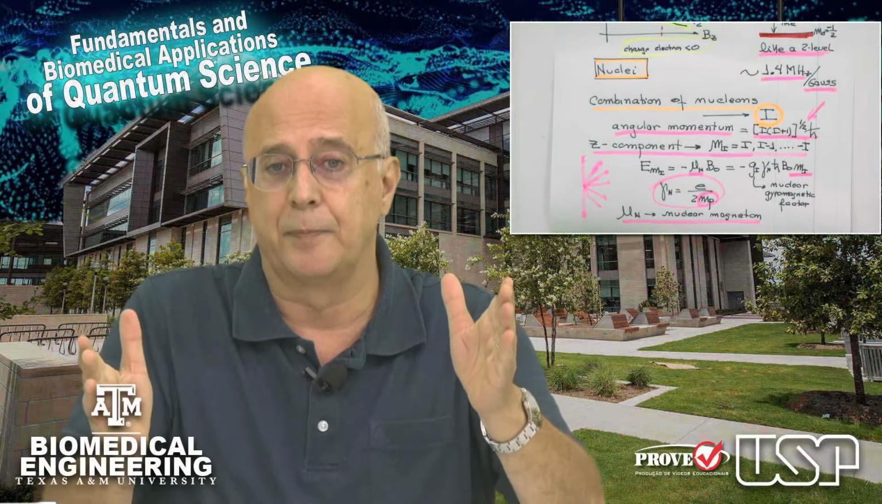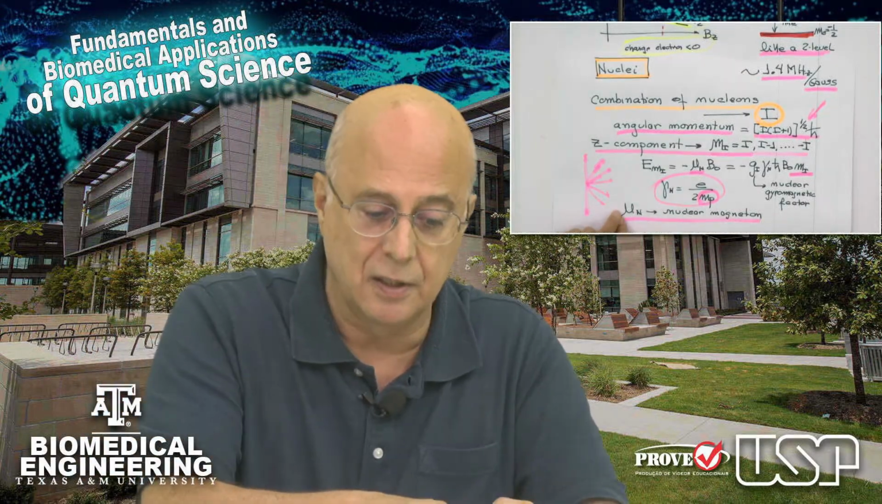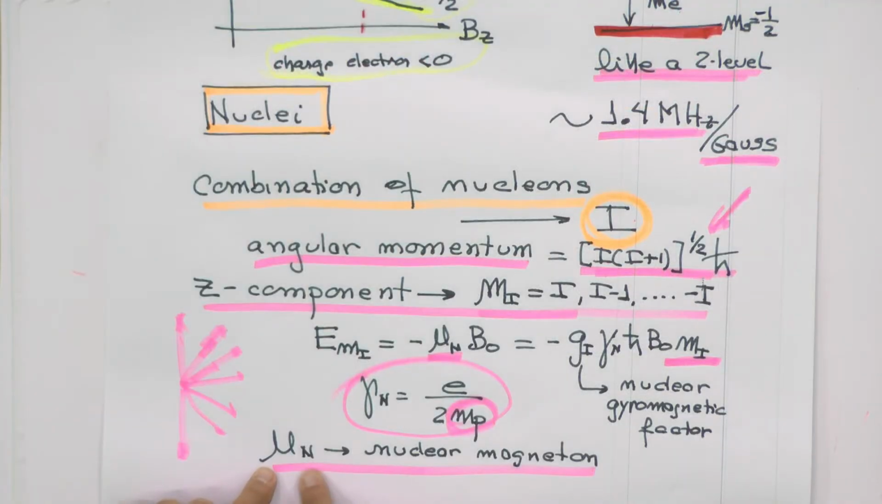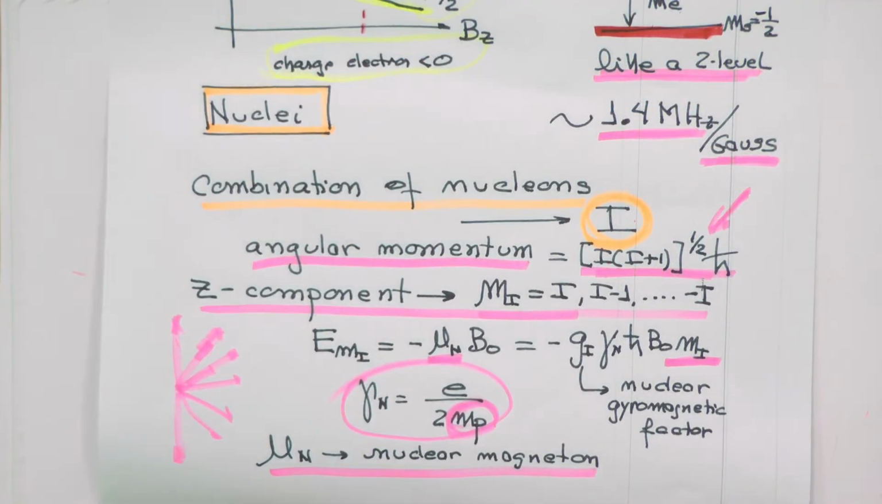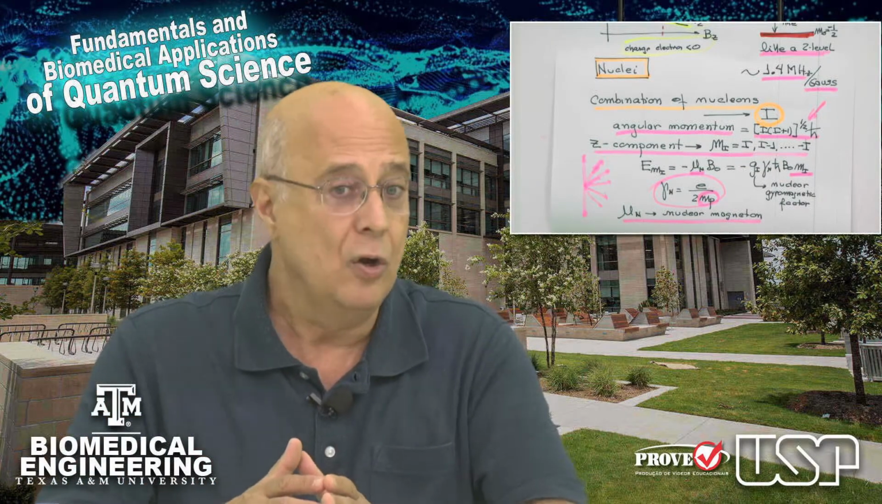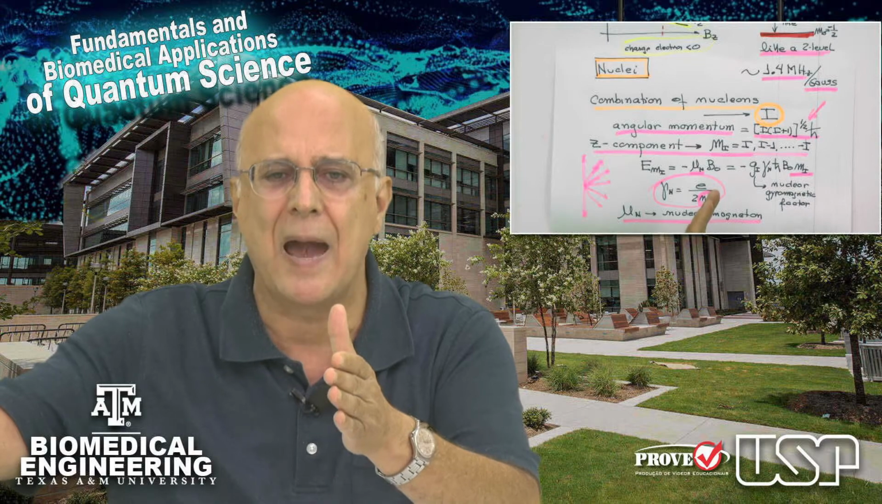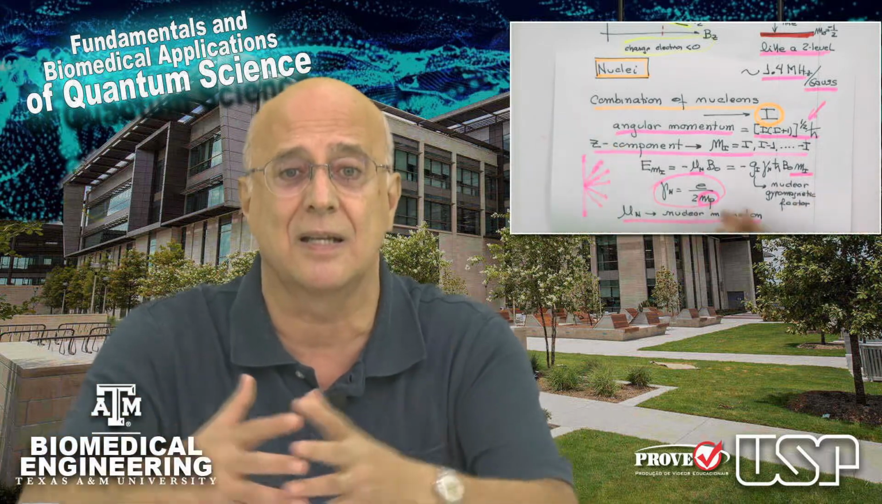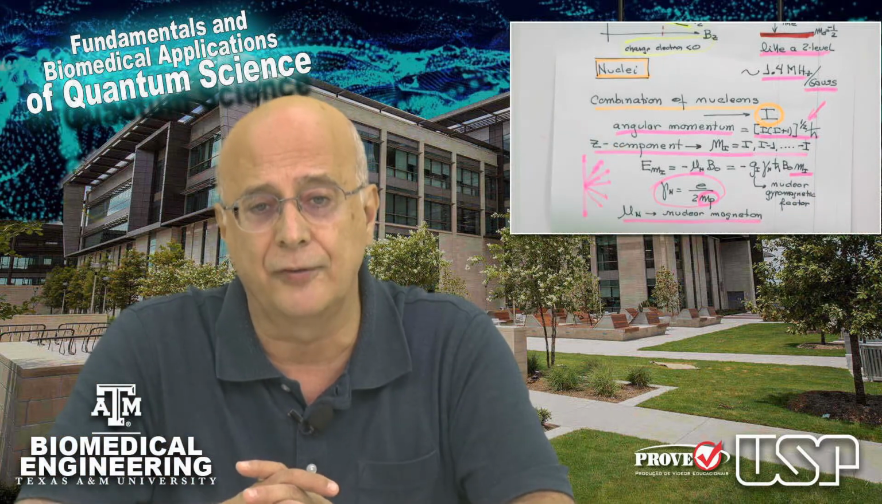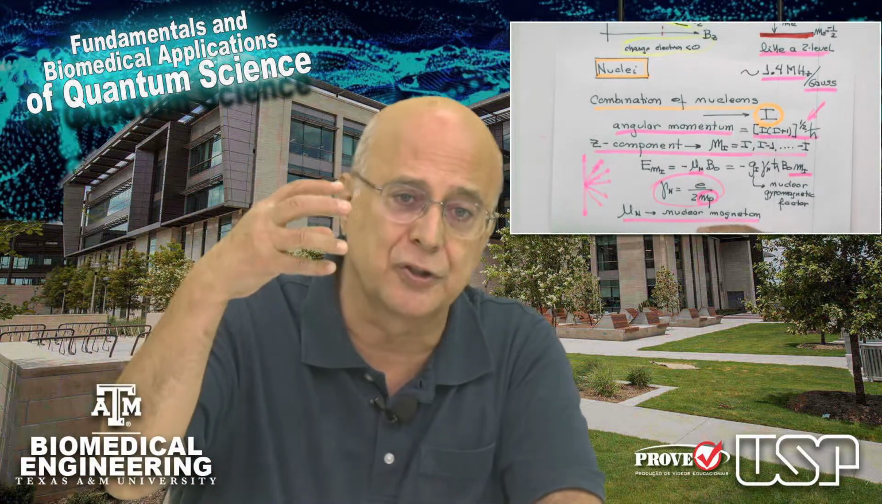And to see this splitting, we have to apply a big magnetic field, because the magnetic moment is very small. That's why to do nuclear magnetic resonance, we need huge fields. We normally need superconducting magnets to produce many Teslas of magnetic field to be able to split the levels, to be able to see things.